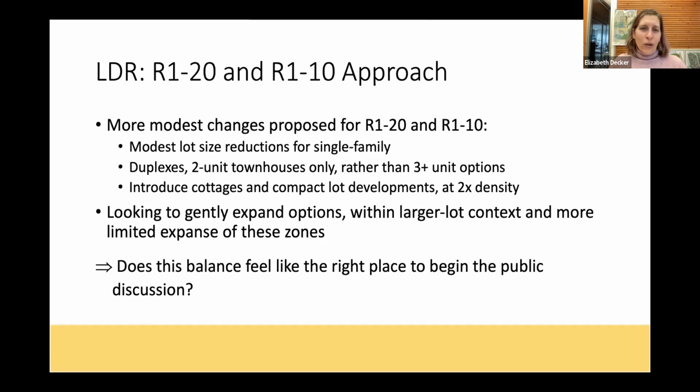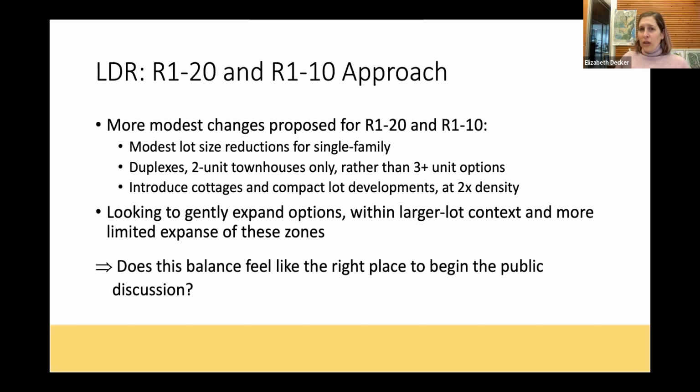But the whole thinking here is the power of 2, that used double but not more than. So some of the 3 or more unit options are not being proposed for these zones. And we're also proposing to allow the cottages and the compact lot development concepts that we've been talking about, and both of those will similarly allow twice the density, analogous to what you could get from a duplex or a 2-unit townhouse on a single lot. So that's really the power of 2 to help us gently expand some options.